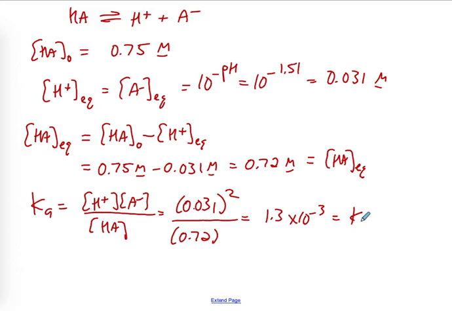Okay? So this shows an important principle, and we're actually going to do this in the lab. If you know the initial concentration of your weak acid, and if you can measure the pH at equilibrium, that gives you sufficient information to calculate the value of Ka.